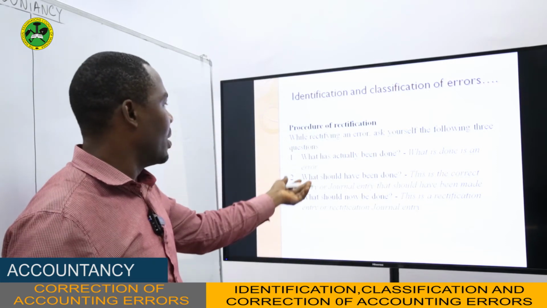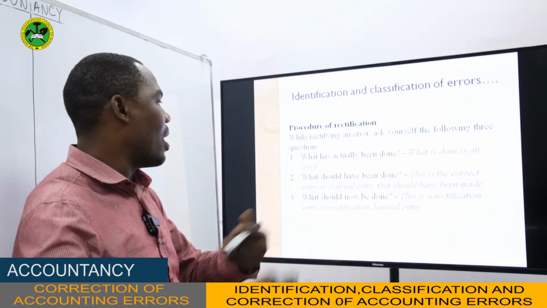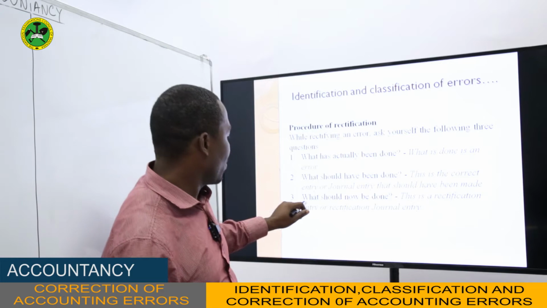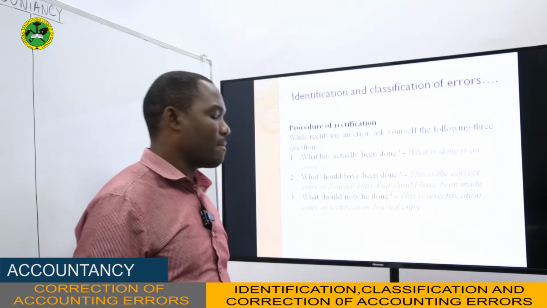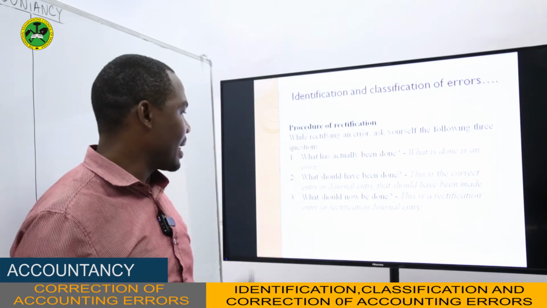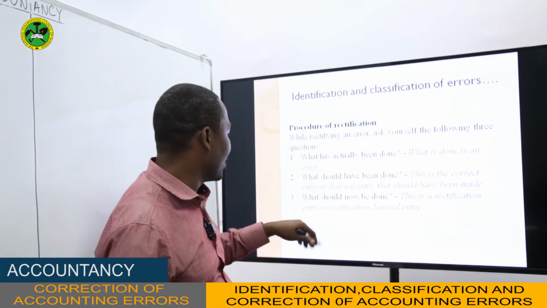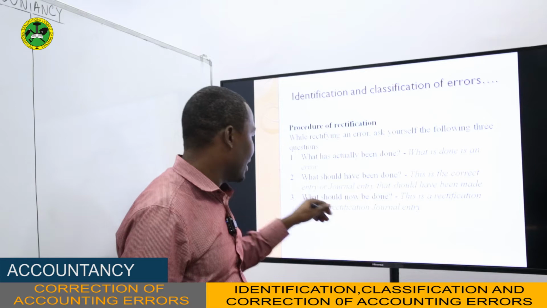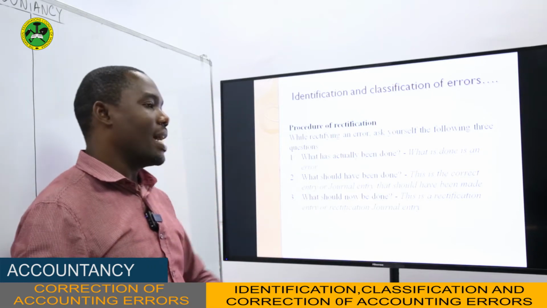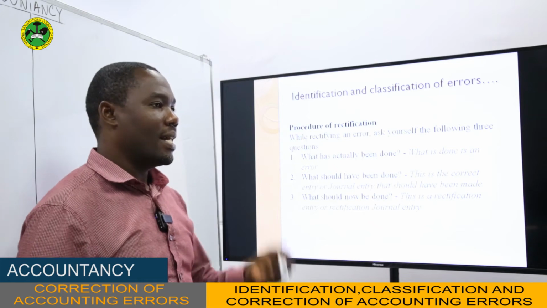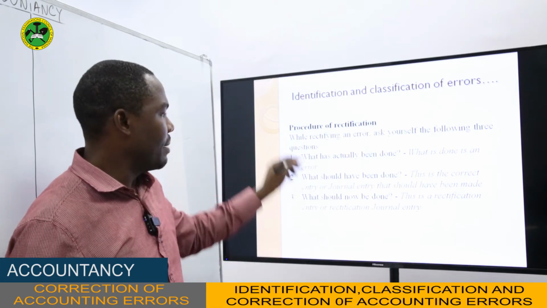Then, after knowing what has actually been done and how it was supposed to be done, you need to ask yourself: what should now be done to settle the matter right? And this is the rectifying entry, or rectification journal entry, that will help to solve or to clear the mistake.